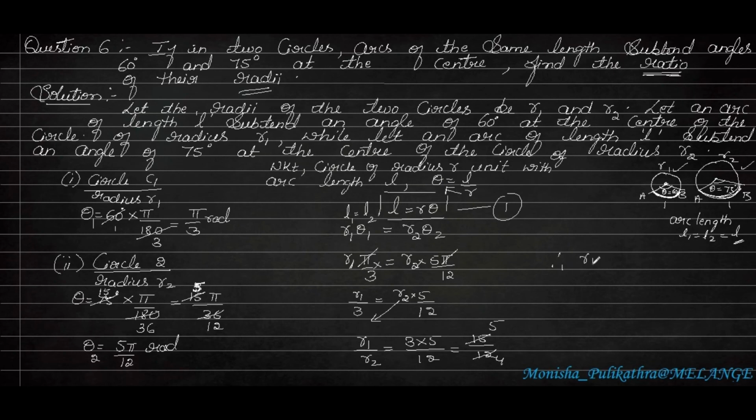Therefore, the ratio of R1 by R2, that is the radius of first circle by radius of second circle, is equal to 5 by 4. So this is the ratio of the radii. Therefore, ratio of the radii is equal to 5:4, or else you can write it as 5 by 4. Both are same. I hope you understood this.